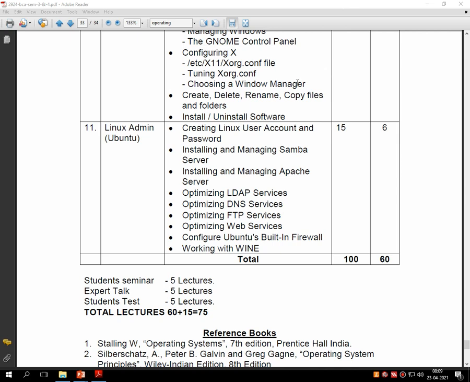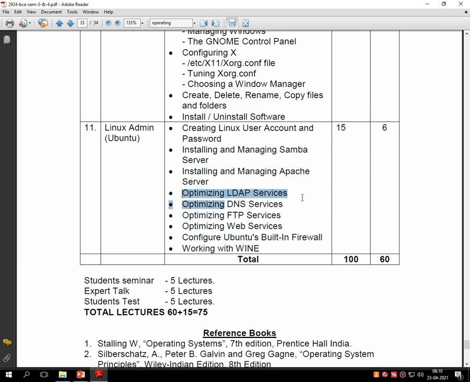The various topics that we are going to discuss are creating Linux users and passwords, installing and managing Samba server, and installing and managing Apache server. So we can say that these are the two servers which we have to discuss. We already know something about Apache, as we have already discussed it in PHP. We'll not discuss more about this yet.